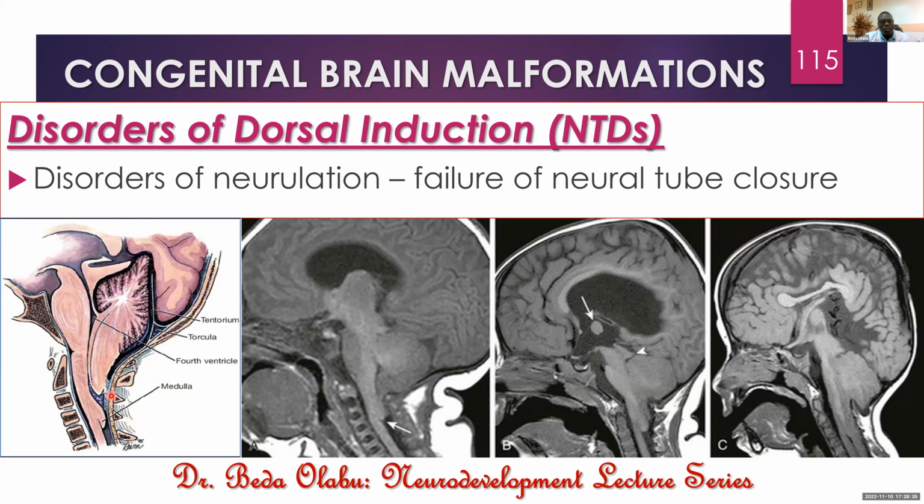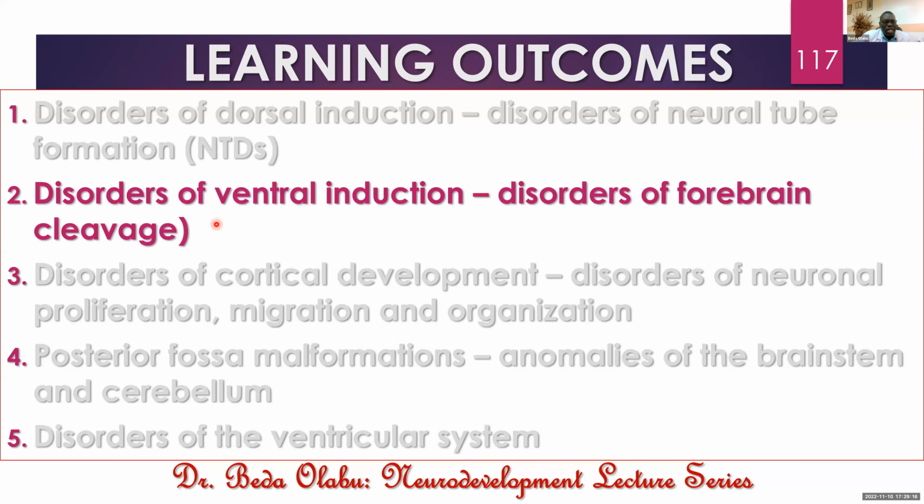Okay, so that is Chiari 2 malformation, based on the fact that there's a spinal dysraphic disorder causing the posterior cranial fossa structures to be pulled down. And that is why it's still considered part of a neural tube disorder, because the mechanisms are because of defective neural tube closure. We can go to disorders of ventral induction, disorders of separation of the right and the left hemisphere.